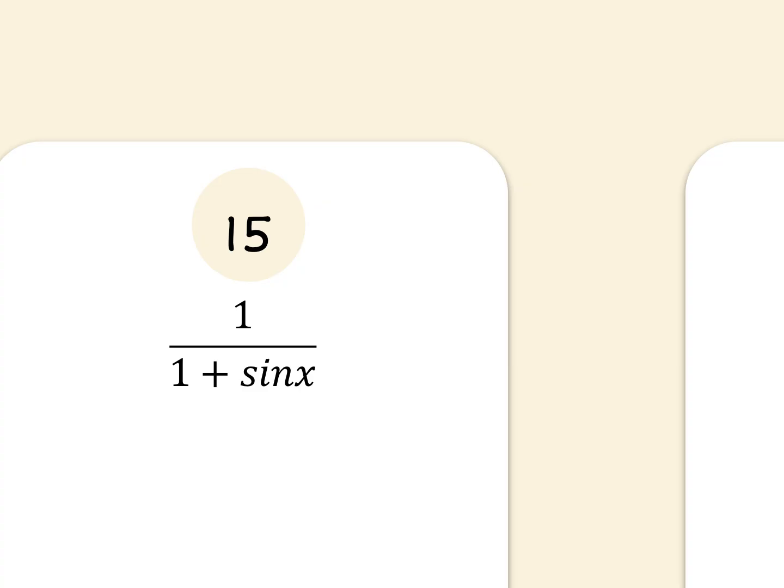So to make it an identity, let's multiply the top and the bottom by something that's going to guarantee that we get an identity. And that's going to be the conjugate, right? So it's going to be 1 minus sine of x on the top and on the bottom.